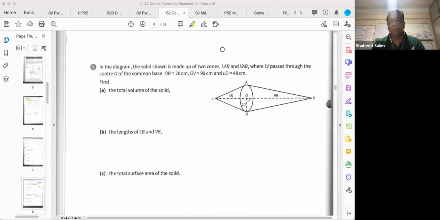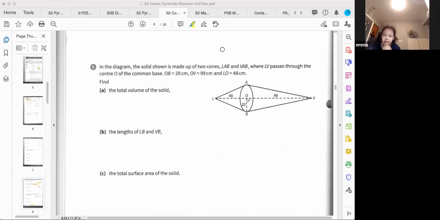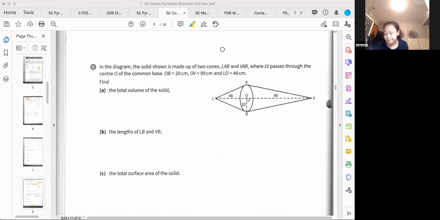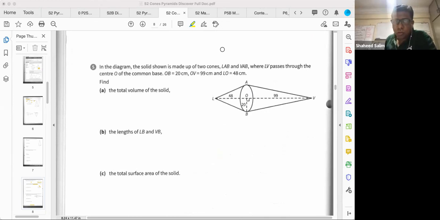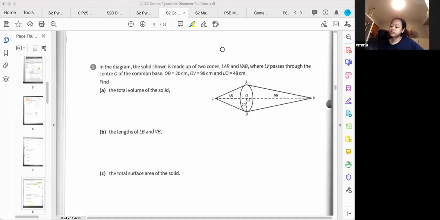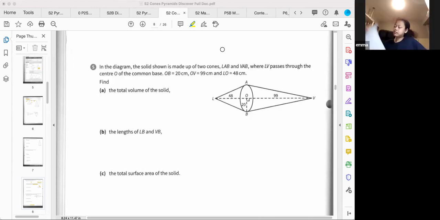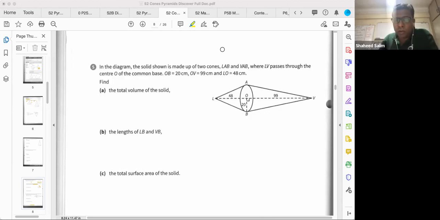This one looks a little bit complex. In the diagram, the solid shown is made up of 2 cones, LAB and VAB, where LV passes through the center. So LV is actually the combined heights. OB is 20, OV is 99, LO is 48. They want you to find the total volume of the solid.